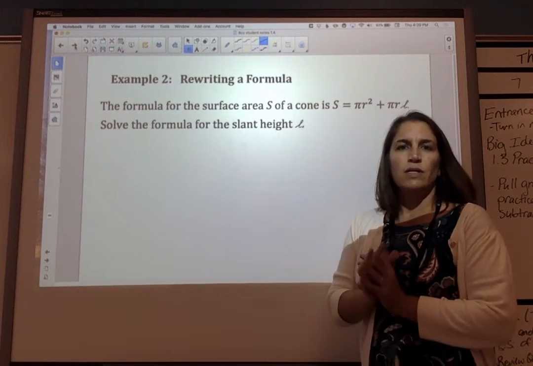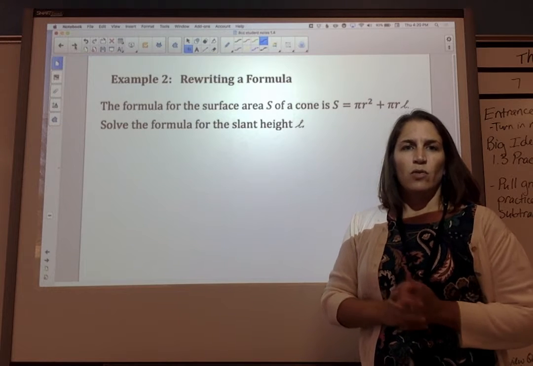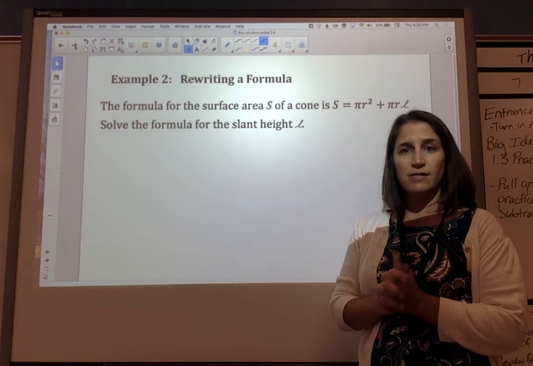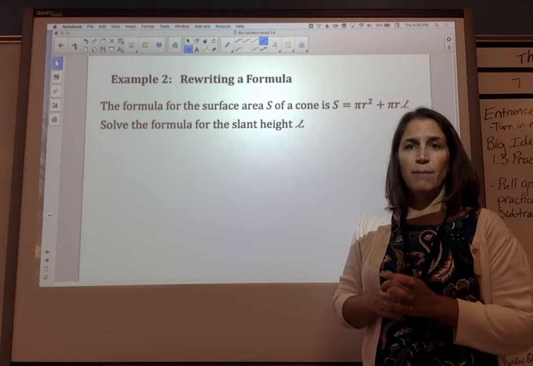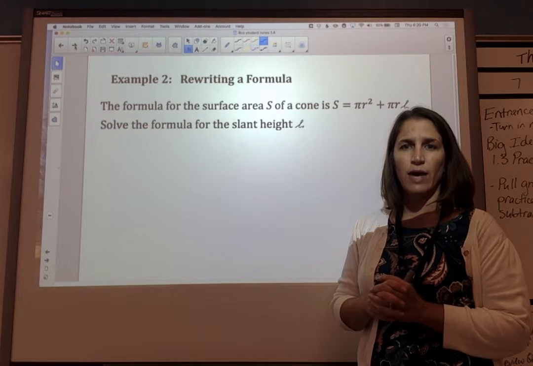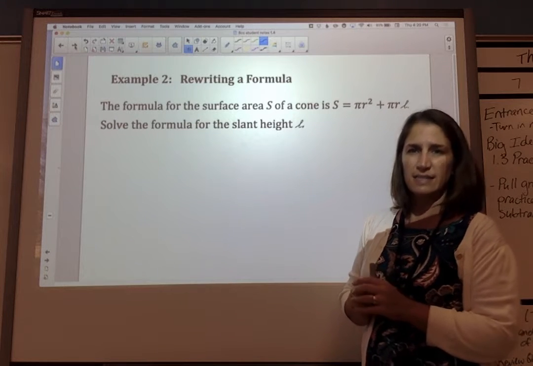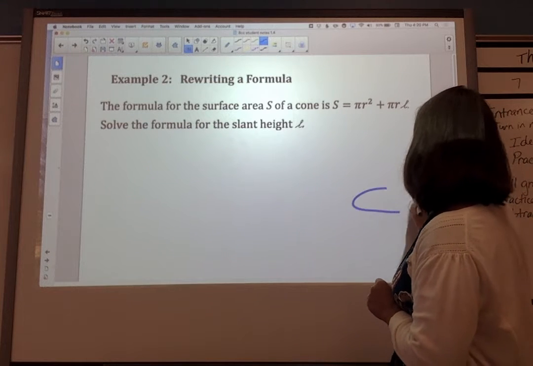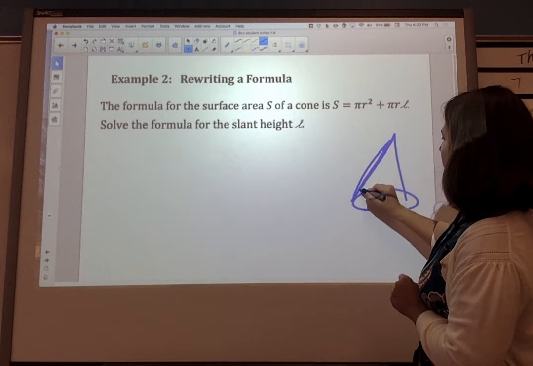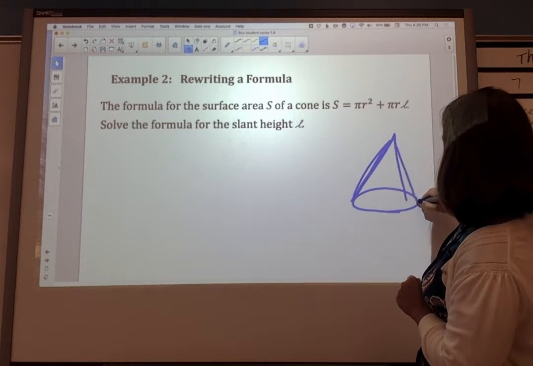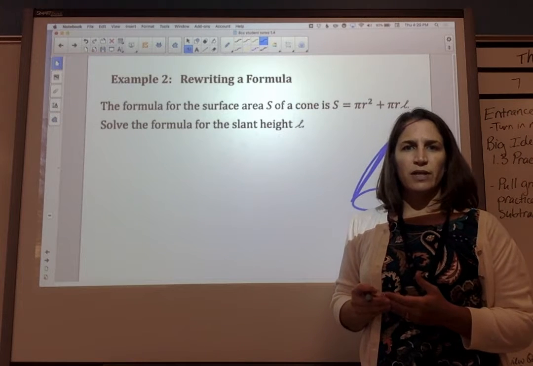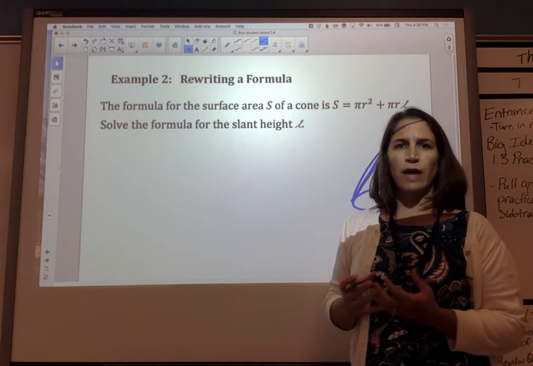Here's example 2. So we're going to rewrite this formula. We're told that the formula for the surface area of a cone is S, or the surface area, equals pi r squared plus pi r L, where L is the slant height of the cone. So if you have a cone like this, it's this slant height right in here. Okay, so let's go ahead and write our formula, and then we're going to try to solve for L.